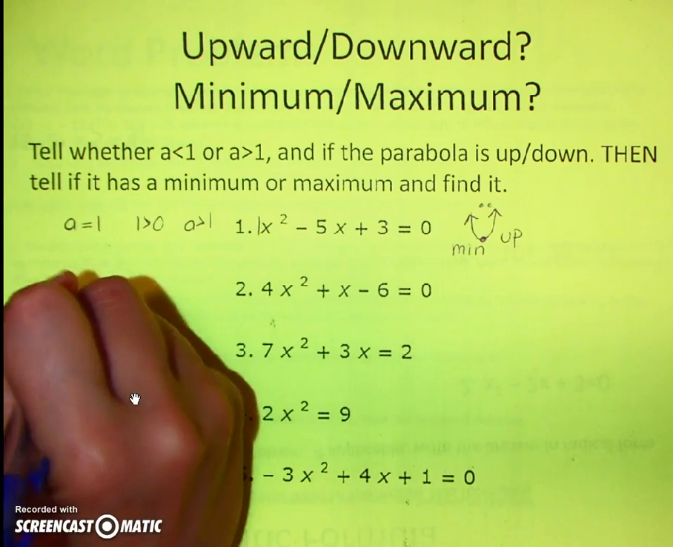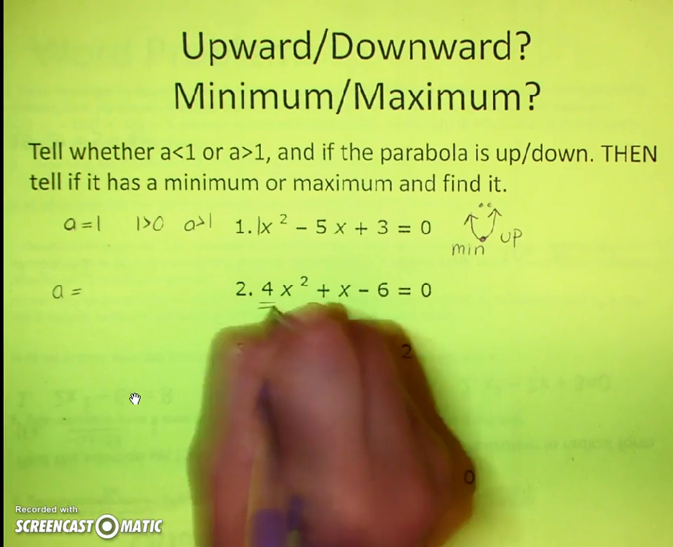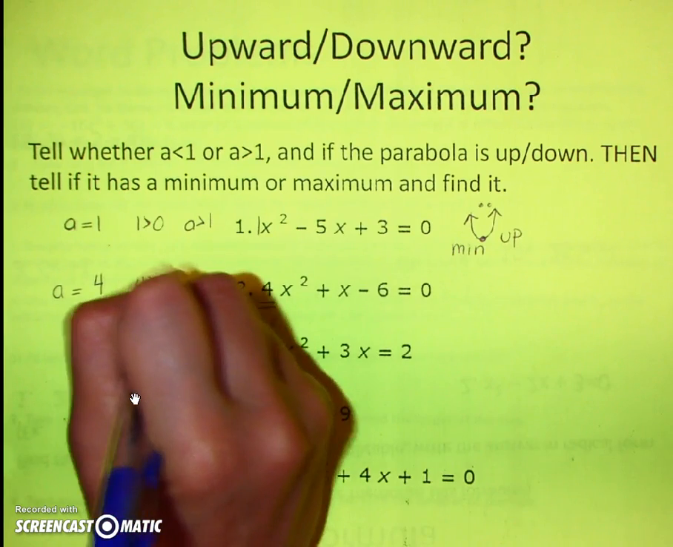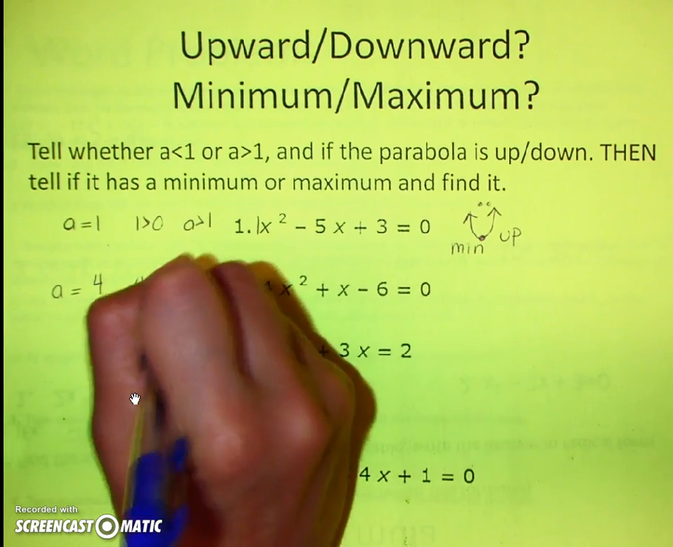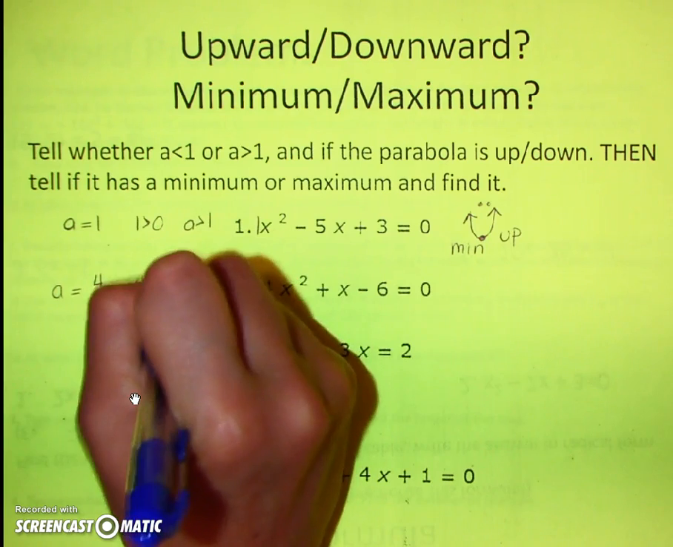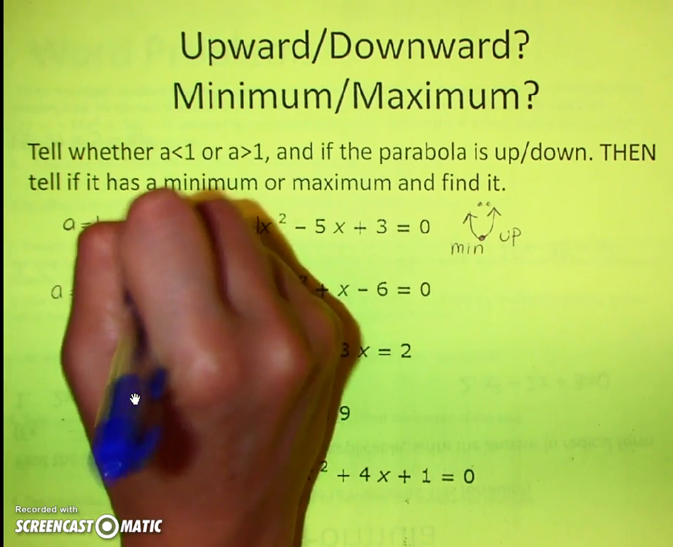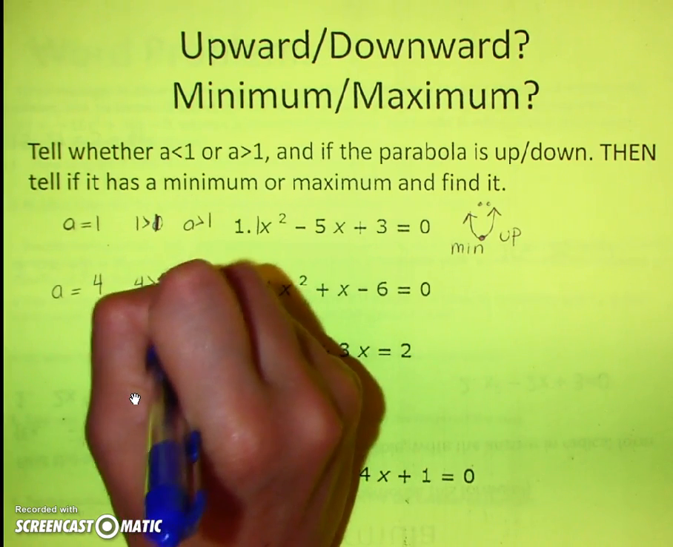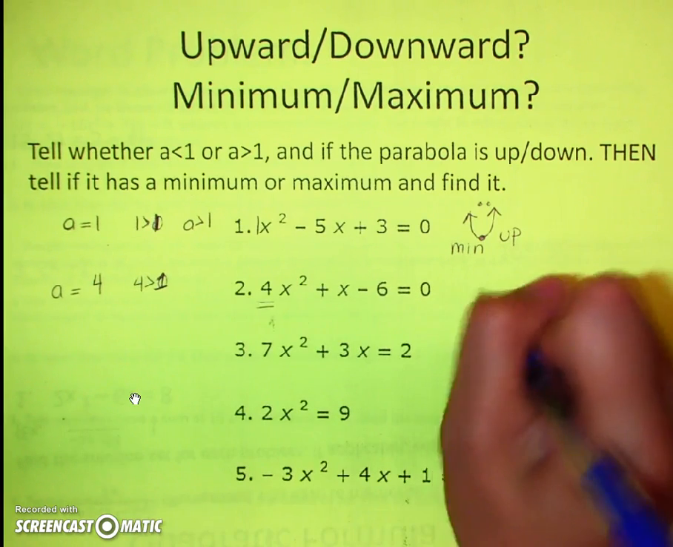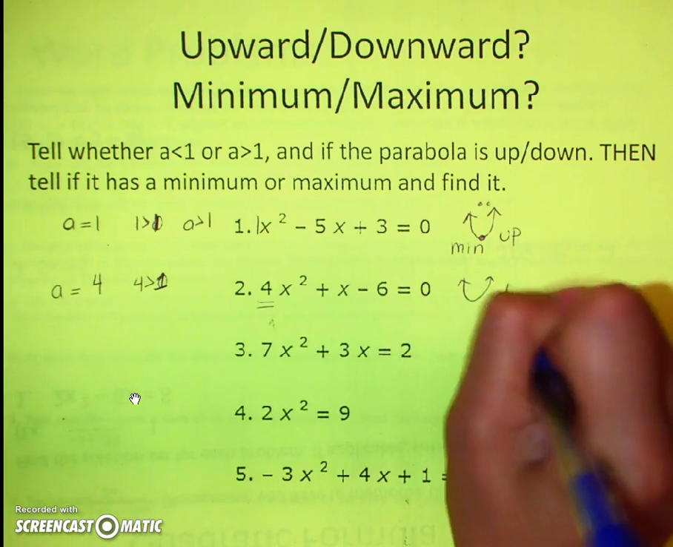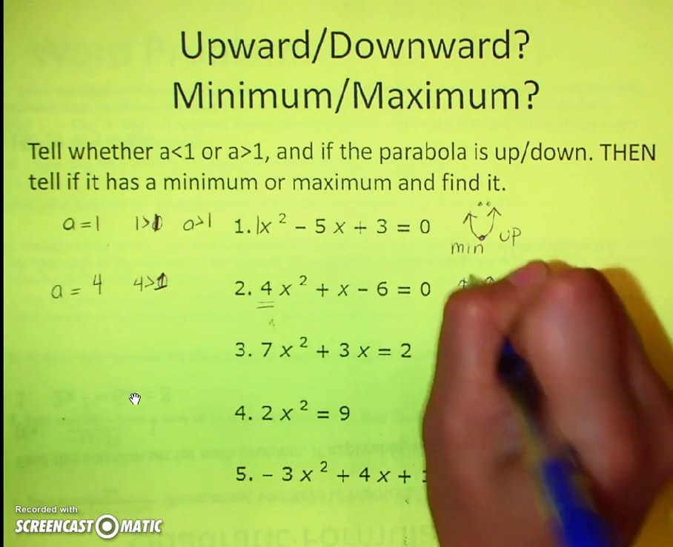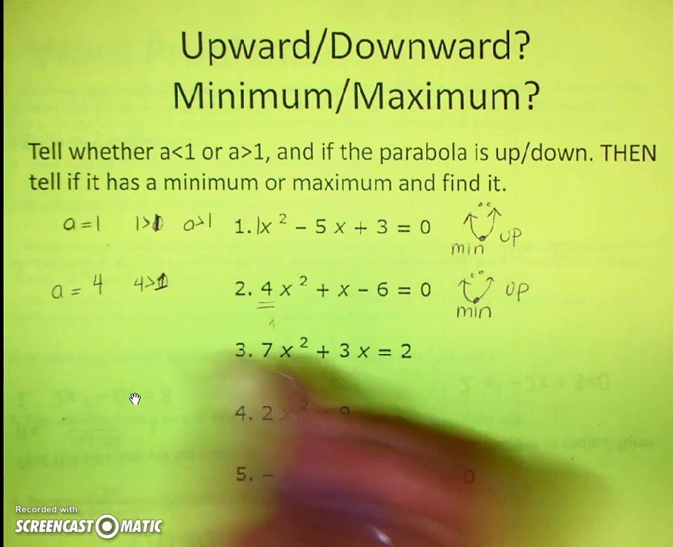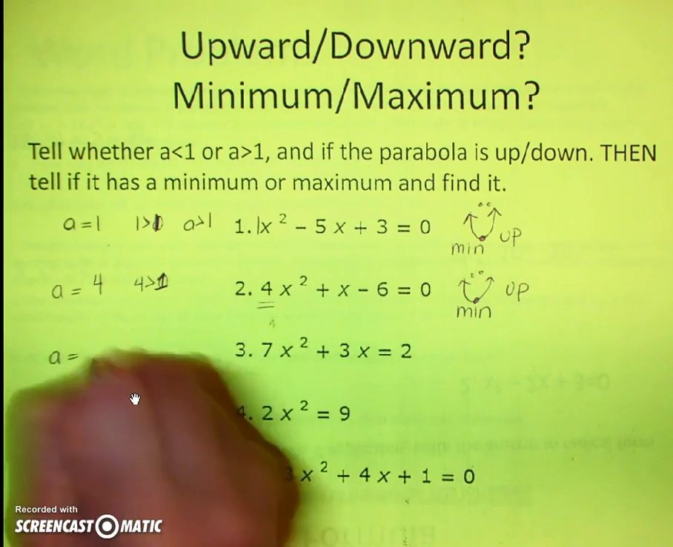Okay, next is a is equal to 4. Okay, 4 is obviously greater than 0. I'm sorry, I should have put 0. 4 is greater than 0, so it's going to open up. a is positive, so we're going to have another minimum. Okay, number 3, a is equal to 7.